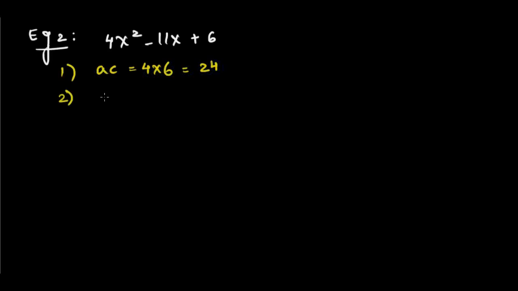Let's take another example for the sake of practice. Let's say now we have to factor 4x squared minus 11x plus 6. Step number 1: we find the product ac. That is 4 times 6, which is 24. Next, we split 24 into two numbers that would give us a sum of the b value, and the b value that we are looking for is negative 11.